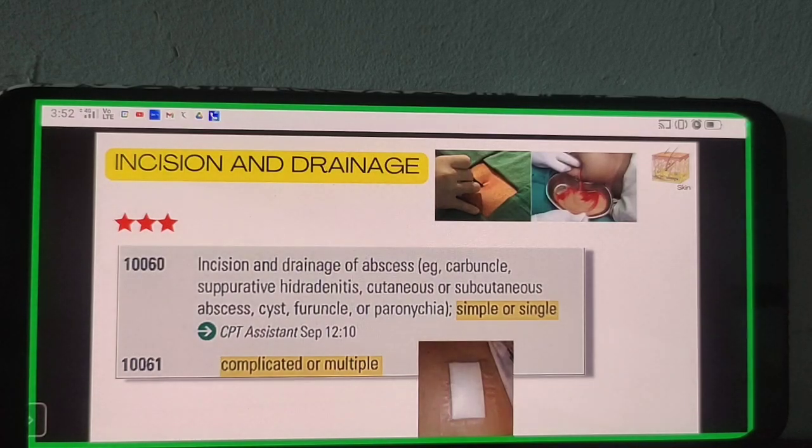So similarly here, for single or multiple. The same code would be applicable for a single abscess, one abscess, one cyst. Whatever it is, for single 10060. What is the code for 3 abscesses, incision and drainage? 10061. Application of packing is considered complicated. Without packing, go for simple.